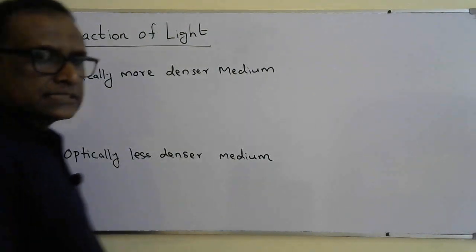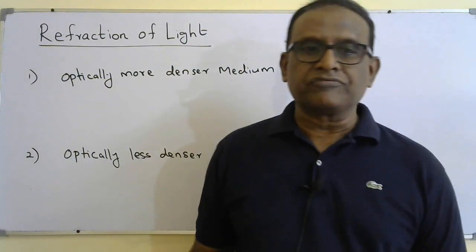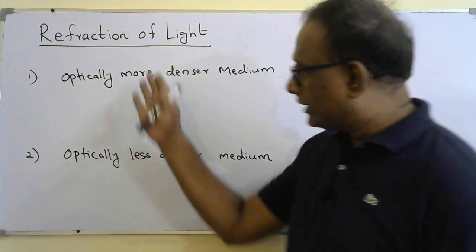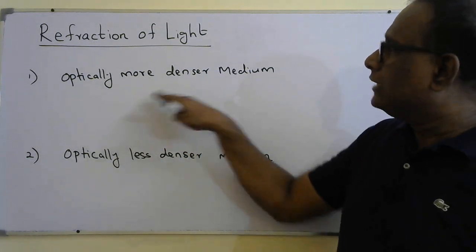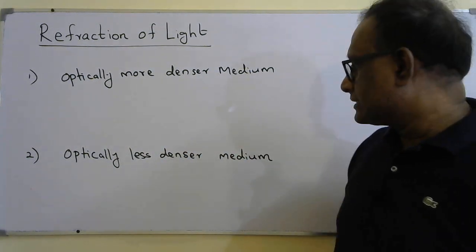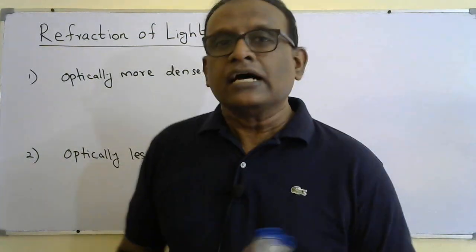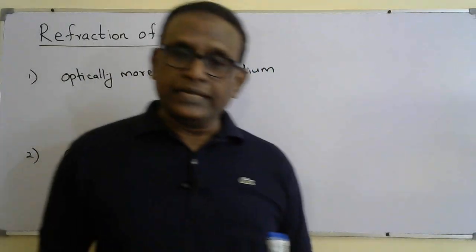Okay, so these two terms are used related to reflection of light in your syllabus, and even IGCSE will use these two phrases: optically more denser medium, optically less denser medium. What do you mean by this? Normally when we compare two different media, we use that.